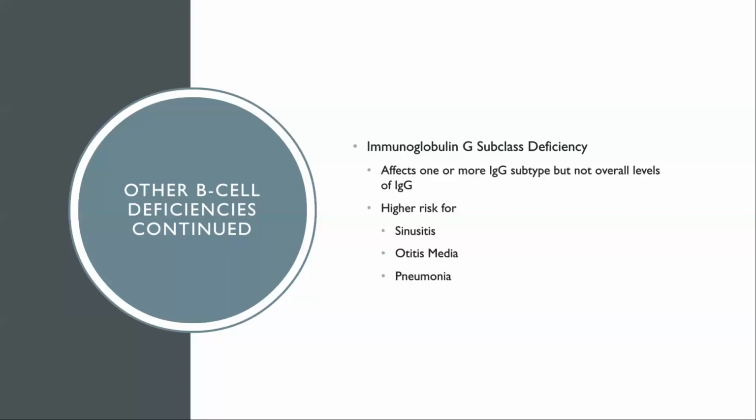And then lastly, we have our immunoglobulin G subclass deficiency. In this particular disorder, it affects one of the IgG subtypes, but not the number of IgG immunoglobulins overall. The symptoms are going to be dependent on what type of IgG subtype is affected, but typically we'll see higher risk for sinusitis, otitis media, and pneumonia. And that wraps up our discussion on B-cell deficiencies.